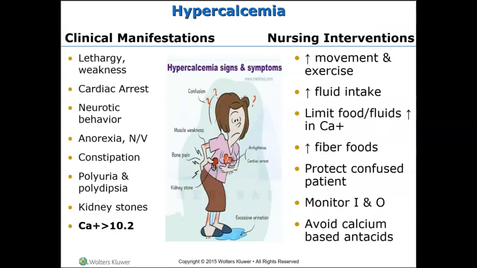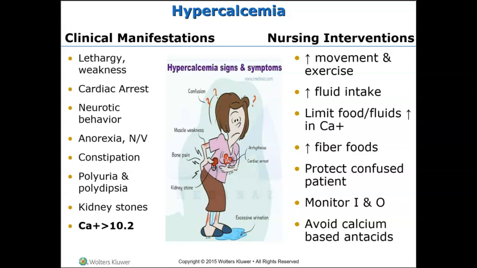Clinical manifestations in hypercalcemia patients are going to be lethargy, weakness, really neurotic behavior, could be nausea, vomiting, maybe constipation, polyuria, and even kidney stones, and if not reversed, eventually cardiac arrest, potentially death, okay? We're looking at calcium levels above 10.2, and we need to make sure we get the patient up and moving, right? We need to get the patient up and moving because we don't need more bone loss and thus more calcium in our blood, right? We're going to be pushing fluids.